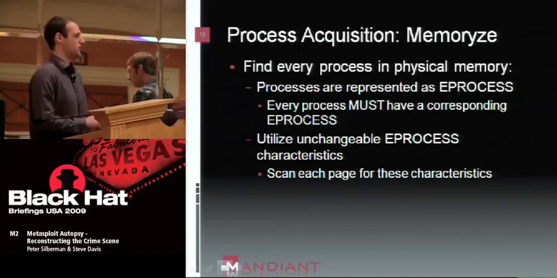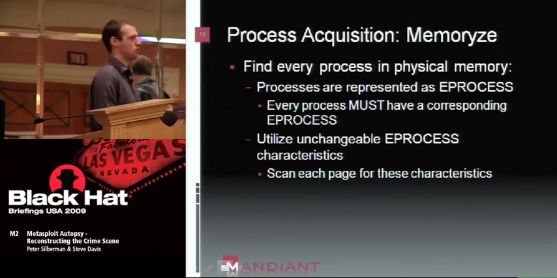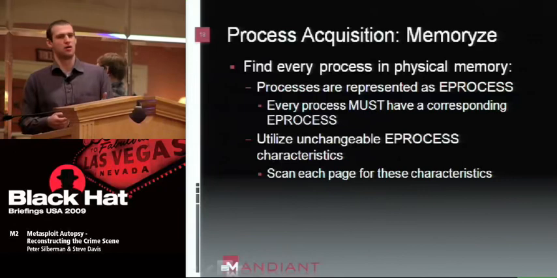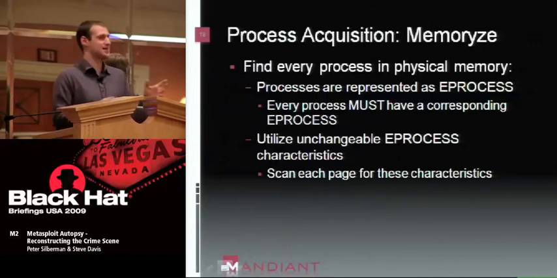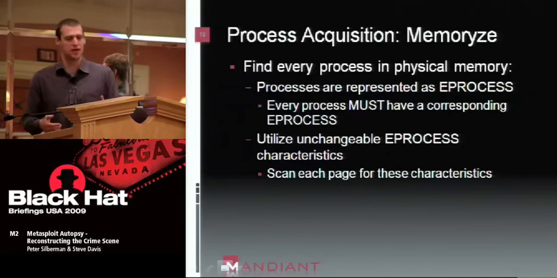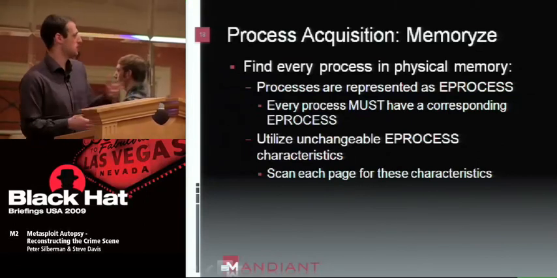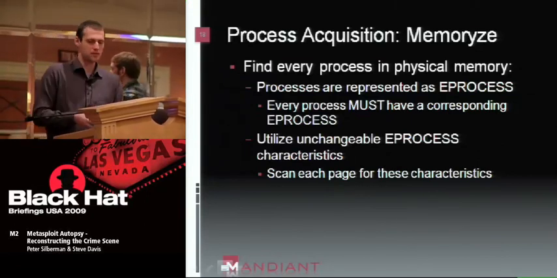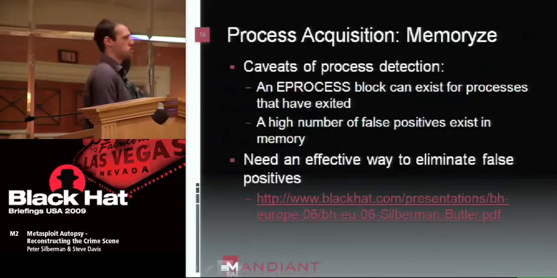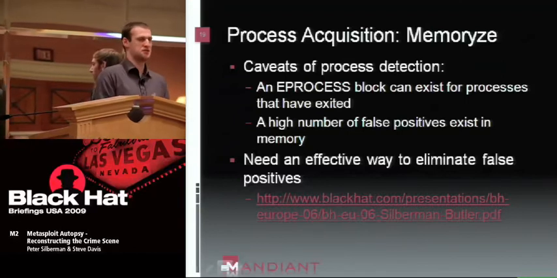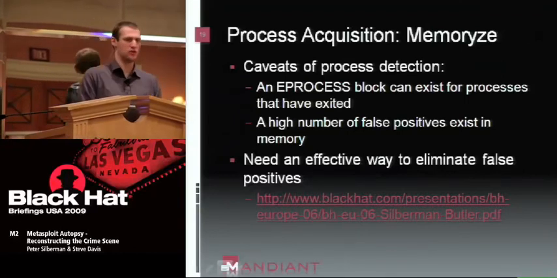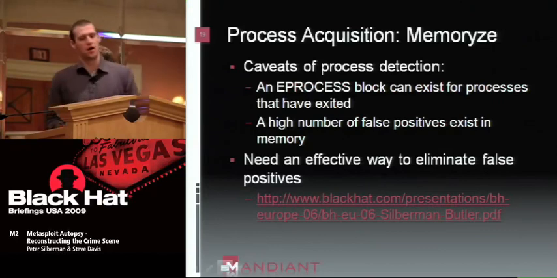So within this structure, there are certain values that don't change per service pack. And if we scan the buffer for these values, we can identify the start of the EPROCESS structure. Now we're going to do some more checks, but we can identify these processes using this method. There are some caveats. An EPROCESS structure can exist for processes that have been exited. And that's of no value to us currently. We believe we do incident response, so it's ongoing.